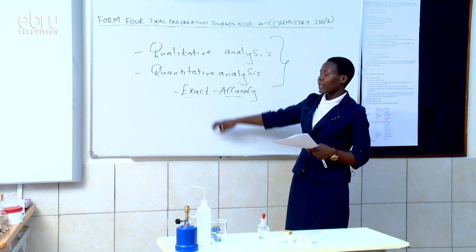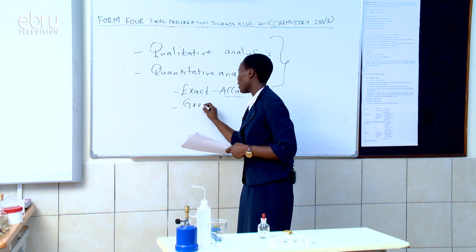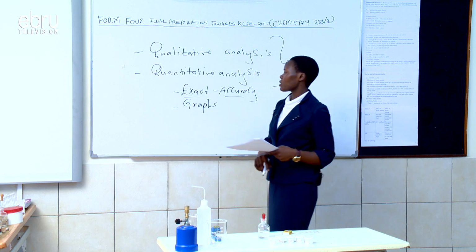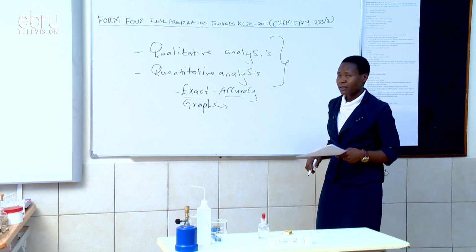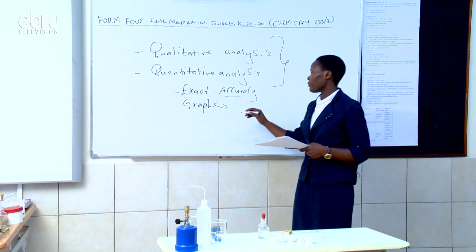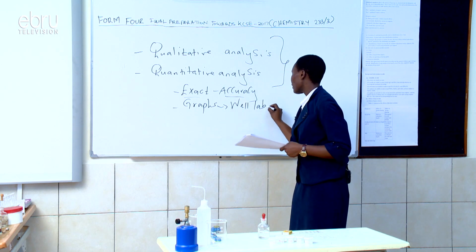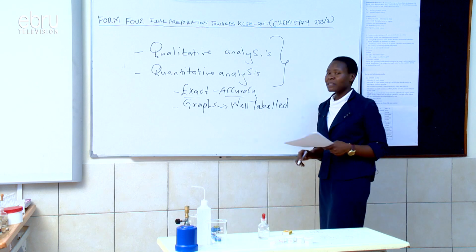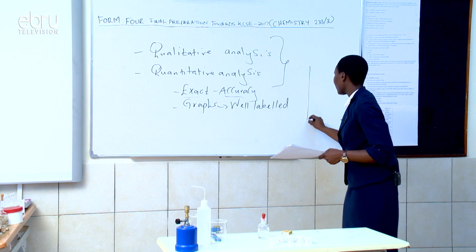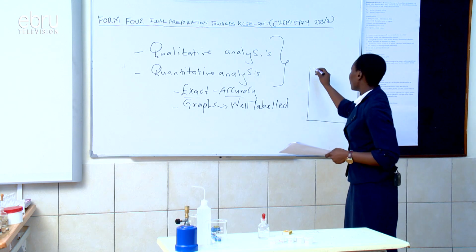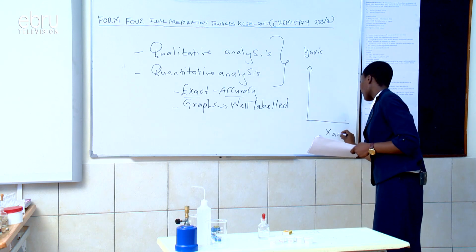And in quantitative analysis also, the student may need to draw a graph. There are also graphs in quantitative analysis. Now, for the graphs, there are several aspects the learner needs to know. One, the graph should be well labeled. That means both the y and the x-axis should be labeled. If this is the graph the learner is drawing, for example, this is the y-axis, and this is the x-axis.